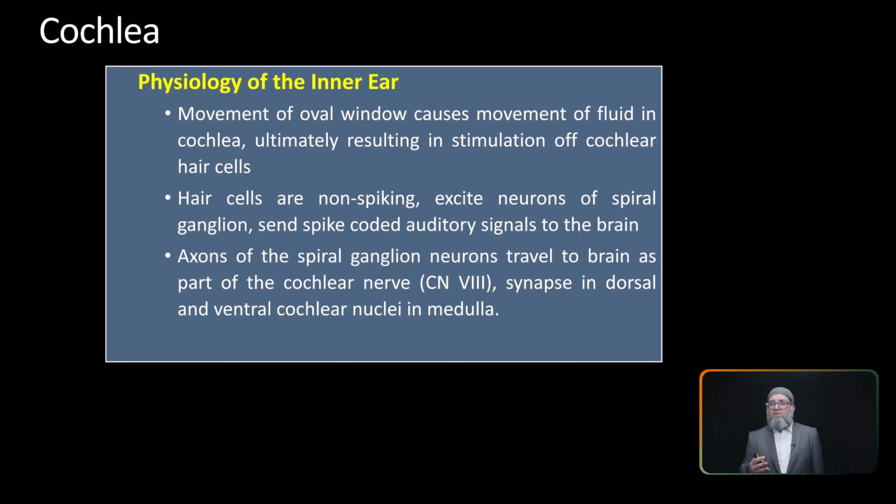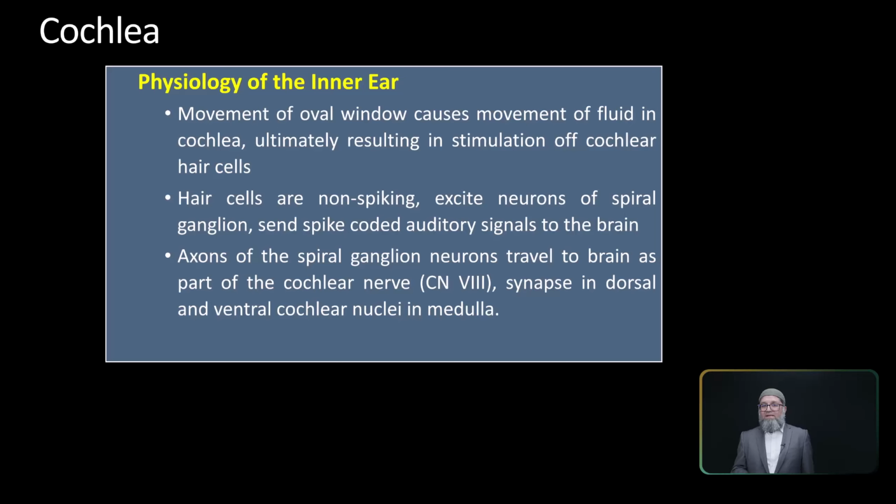So inside the cochlea there's a membrane. It's called the basilar membrane, and it's triangular or conical with a tip and a base. On top of it are the hair cells, and when the fluid moves, it moves the hair cells. These hair cells are non-spiking and excite neurons of the spiral ganglia. So the neurons start from the base of the hair cells. They're connected to that, and when the hair moves, it causes activation of the neurons at the base of the hair cells, which send an electrical signal to the brain.